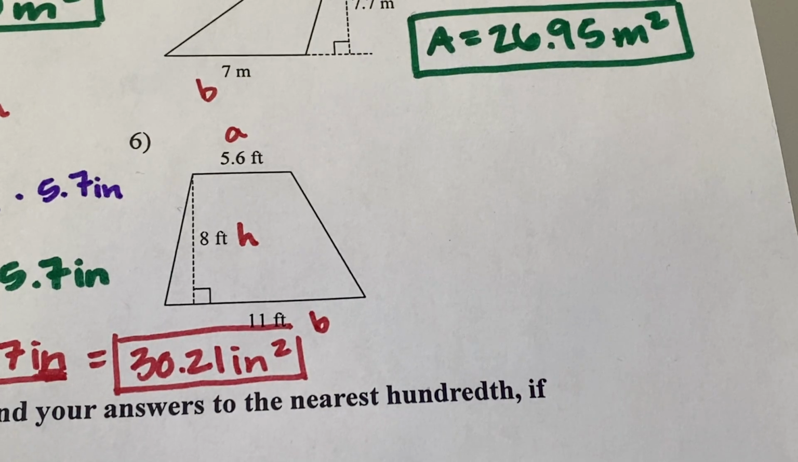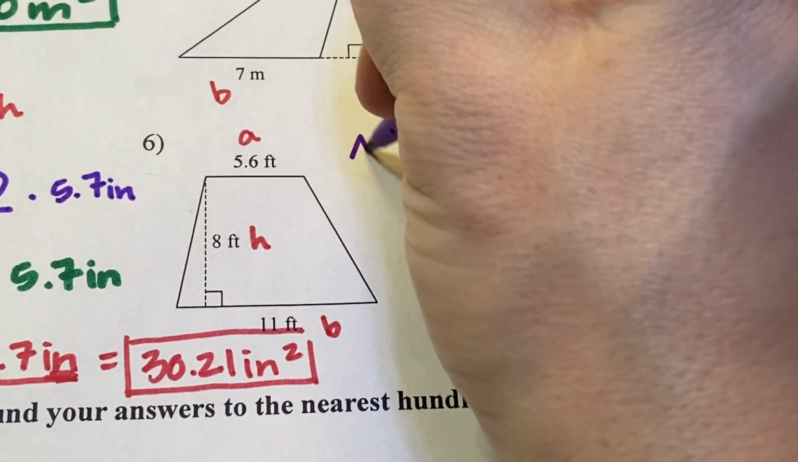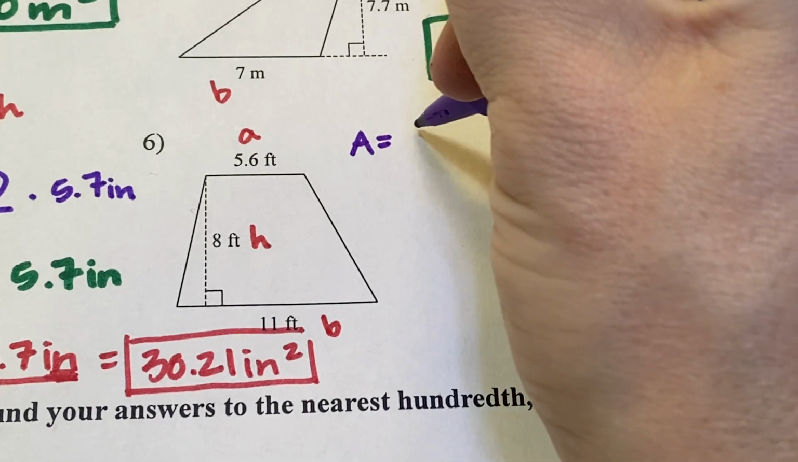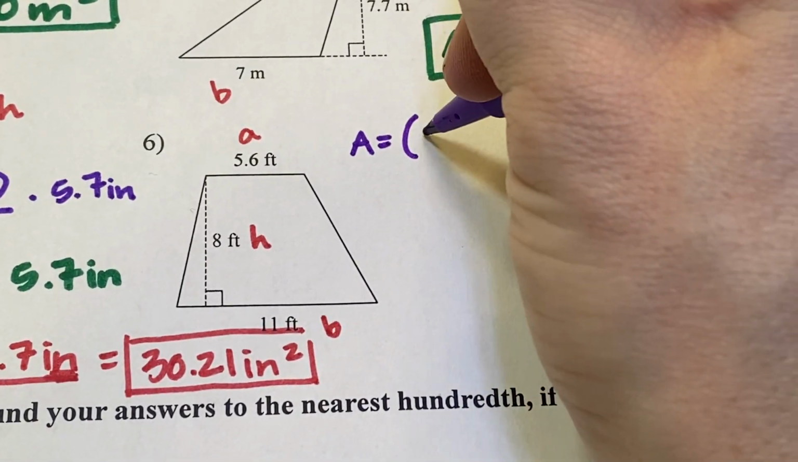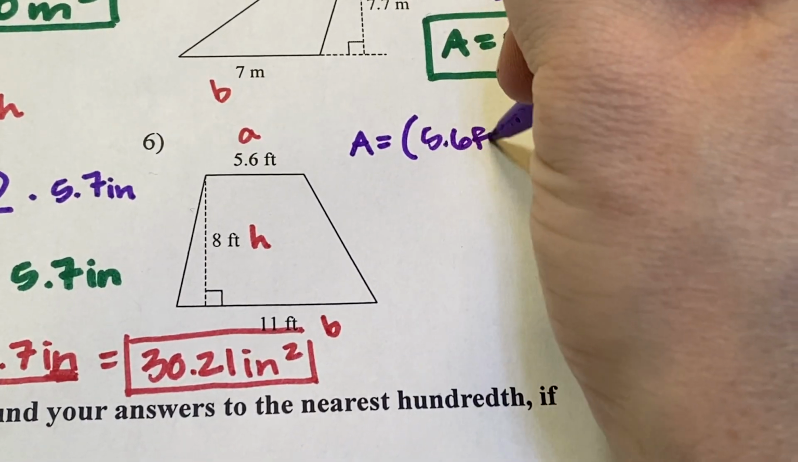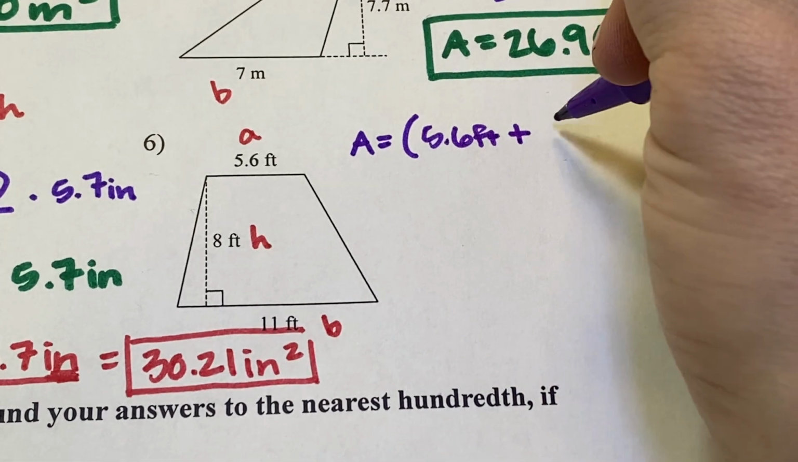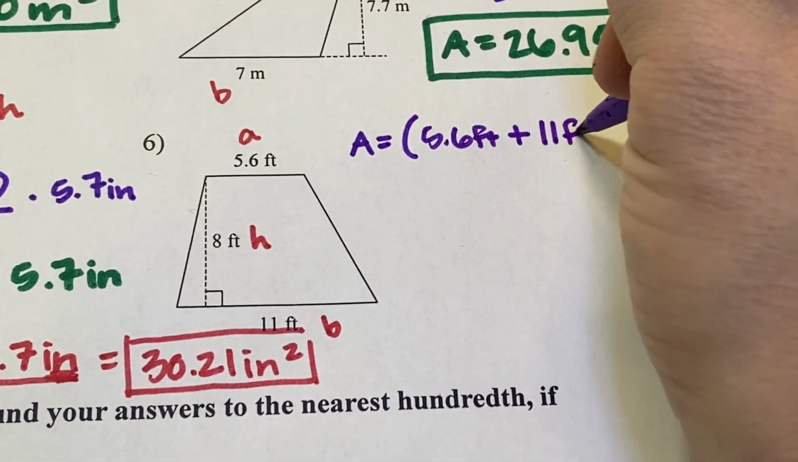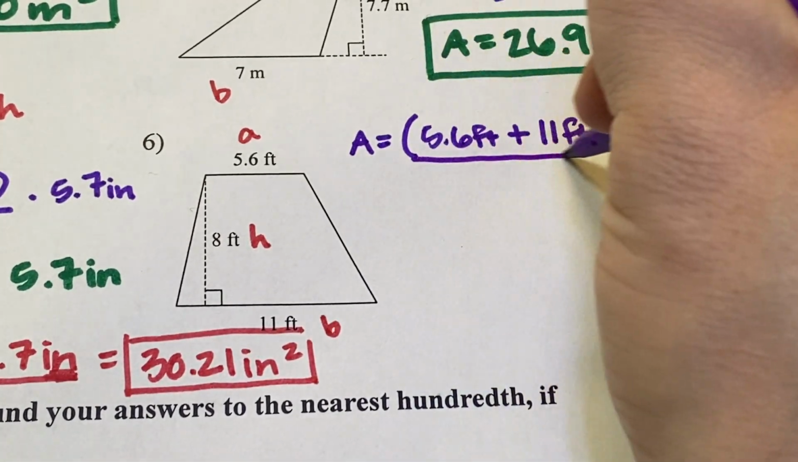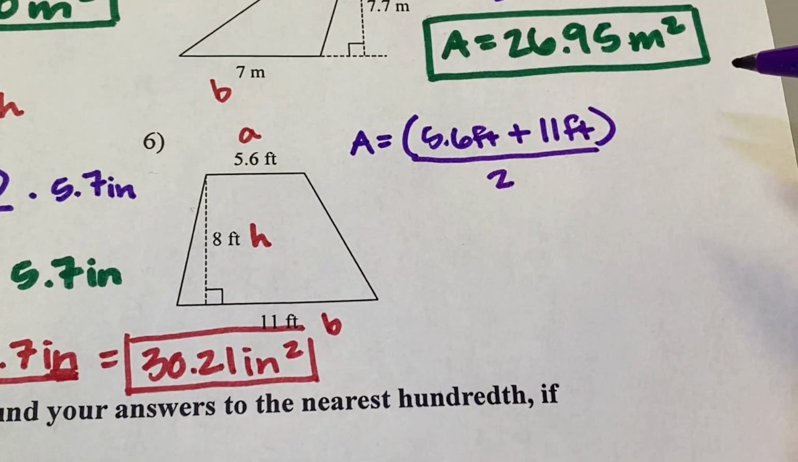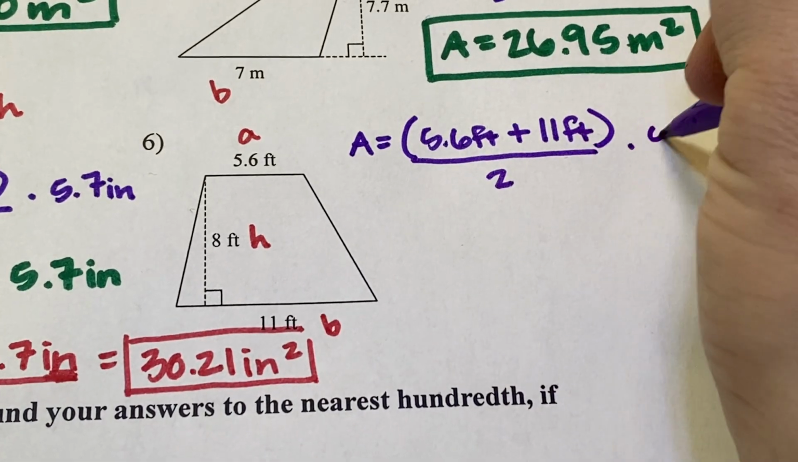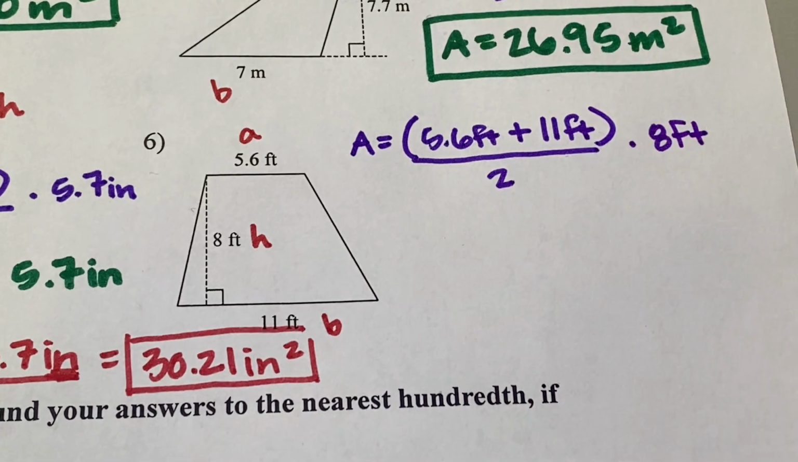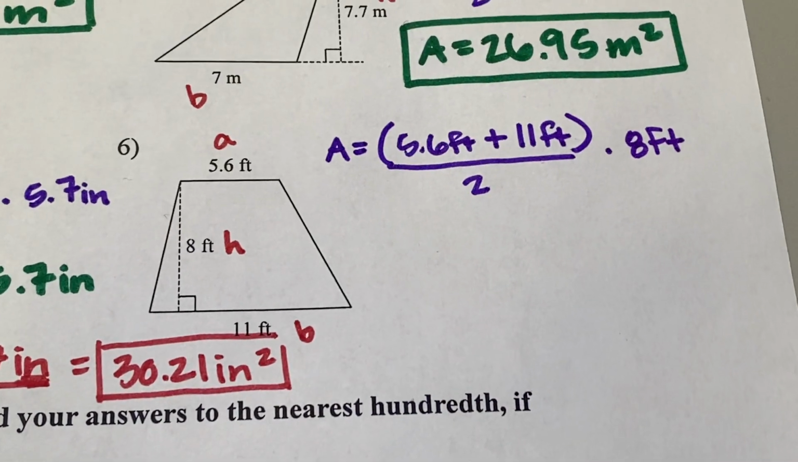Let's plug it in. It's going to look really messy at first, that's okay. Area equals, on top I have my A and my B, 5.6 feet plus, we're not multiplying here, 11 feet. That's all going to be divided by 2, and then multiplied by our height, 8 feet.